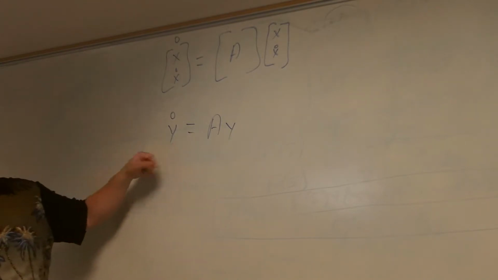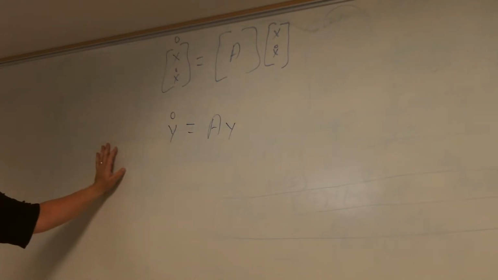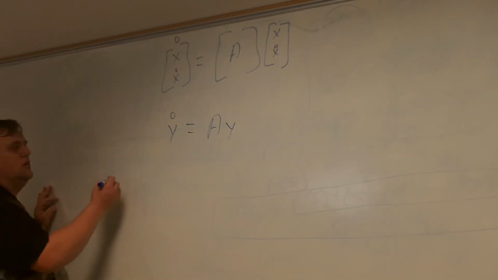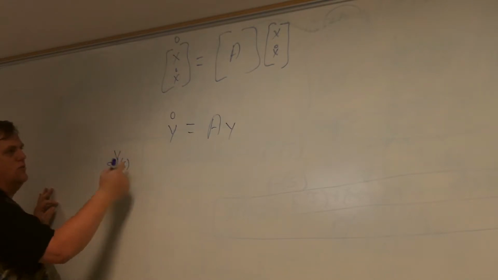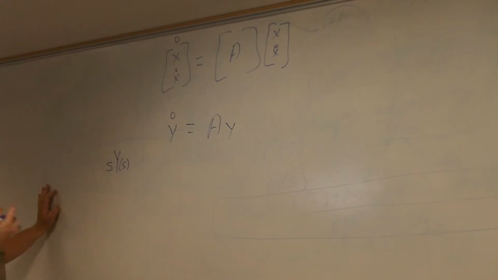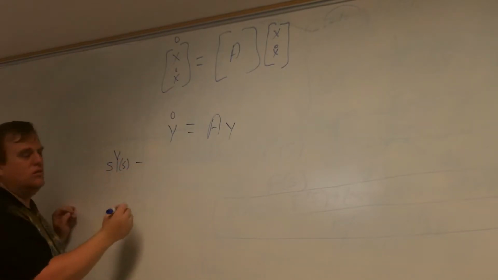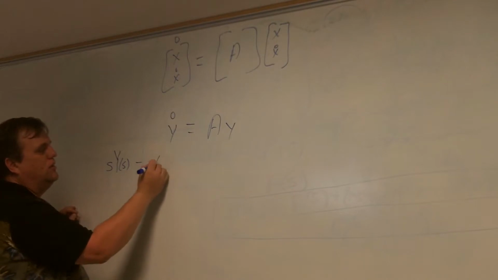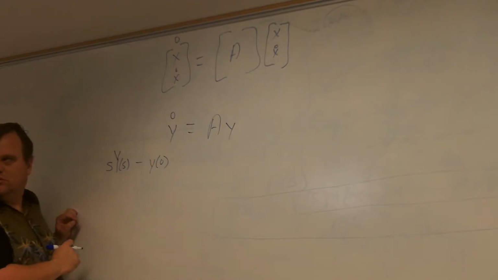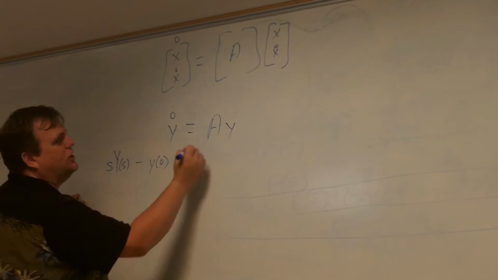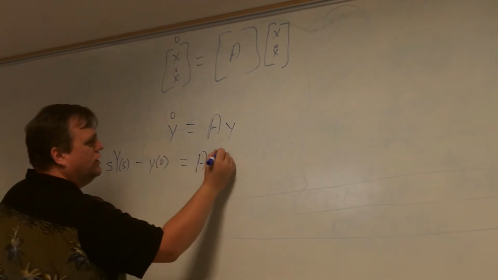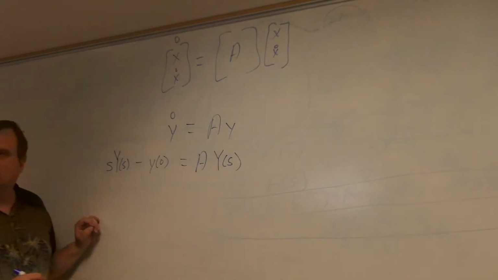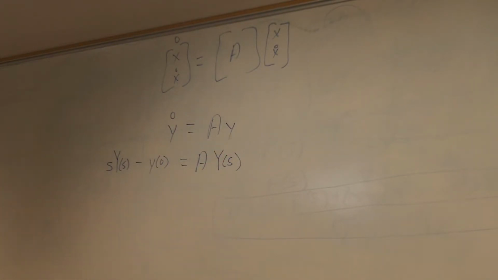So, what's the Laplace transform of y? Big Y. Well, it's s times capital Y of s, the Laplace transform of that vector, minus my original y evaluated at 0. And then that has to equal A, as a constant, times y, which is its transform, capital Y of s. This is a vector equation, but it goes the same basic way.